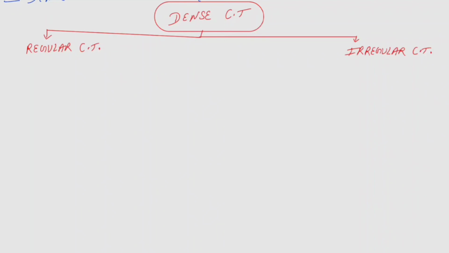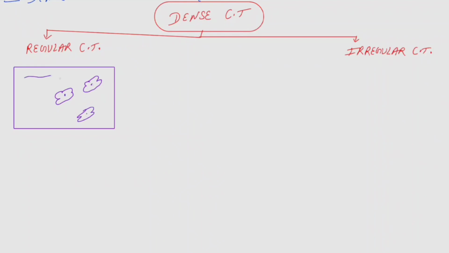Regular connective tissue. This is the cell of connective tissue. This is the fibers of connective tissue. And the direction of the fibers is unidirectional. That's why this is regular connective tissue. And this is the matrix.